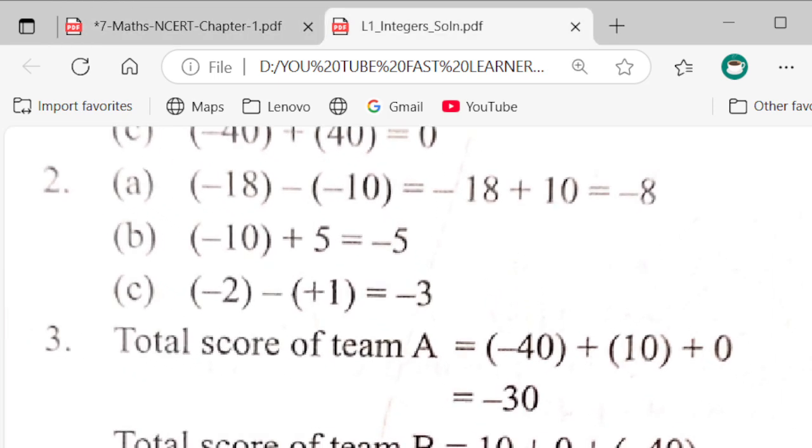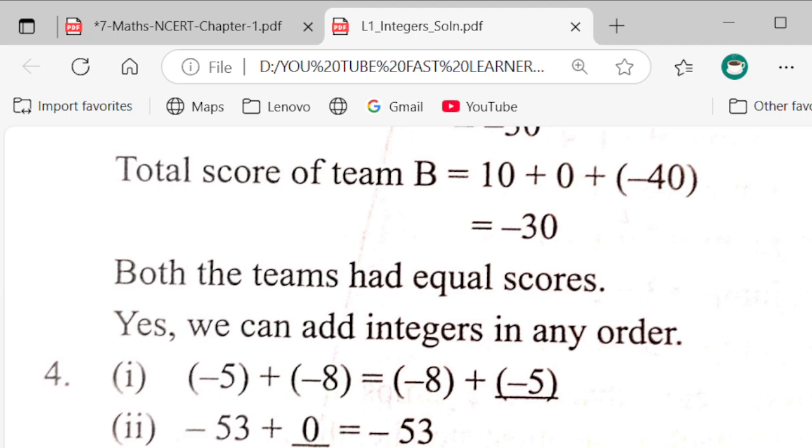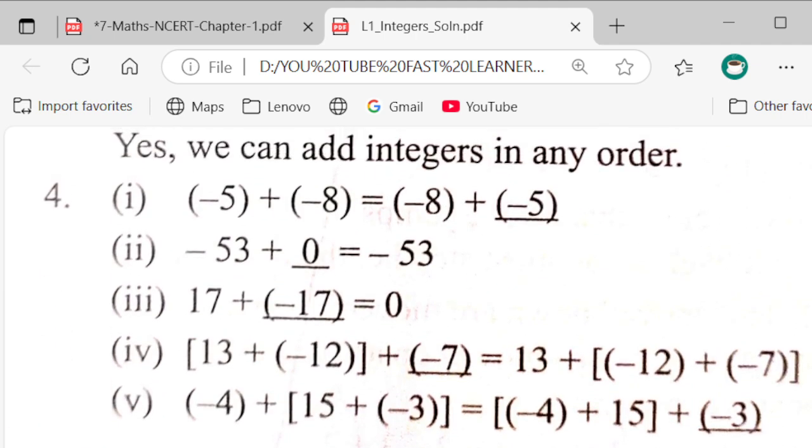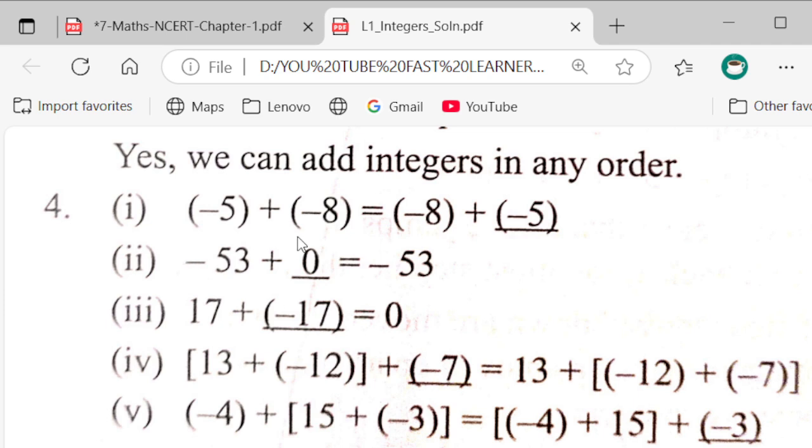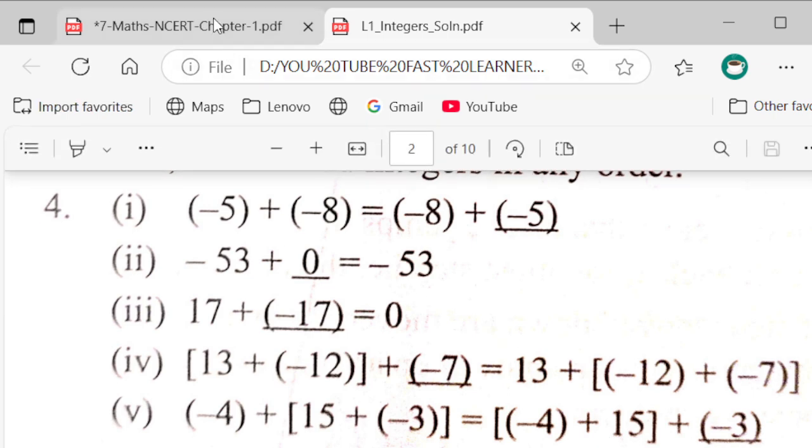These are fill in the blanks only. So have a look here. -5 plus -8 is equal to -8 plus -5. -53 plus 0 is equal to -53. 17 and -17 equal to 0. Here you just have to change the sequence, the same sequence you have to write here. So here -7 is given, here also -7 will come, here -3 is given, here also -3 will come.